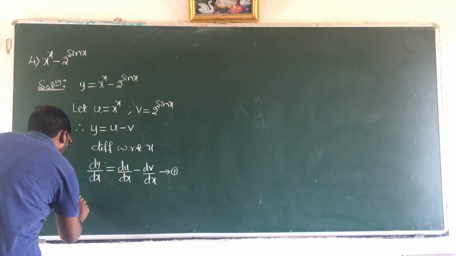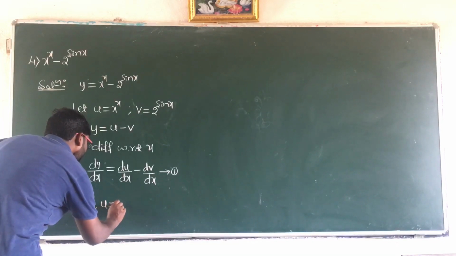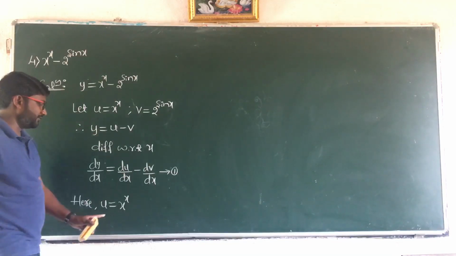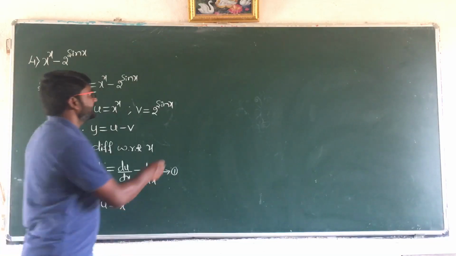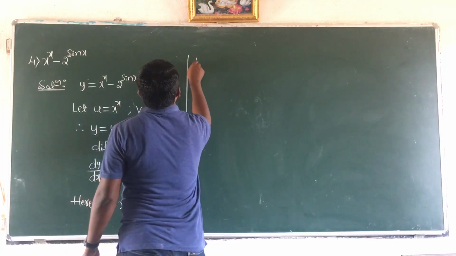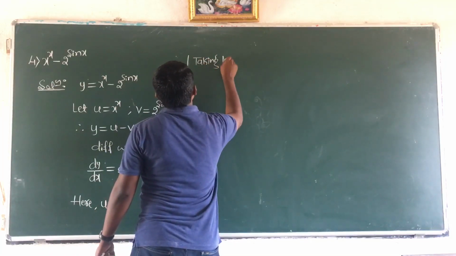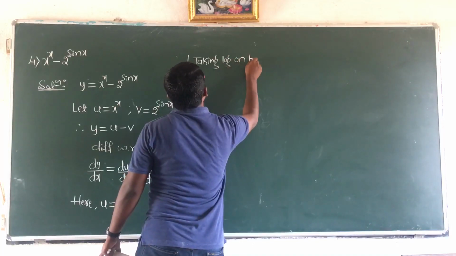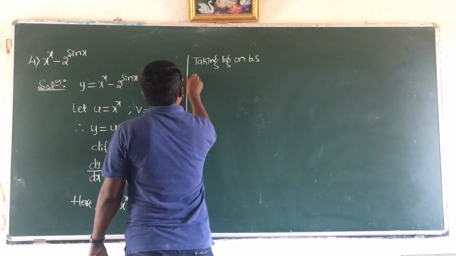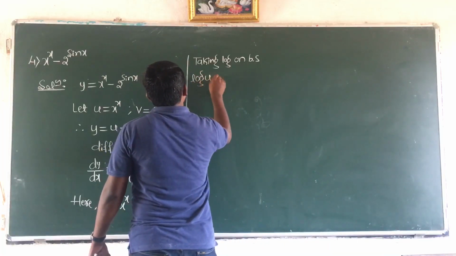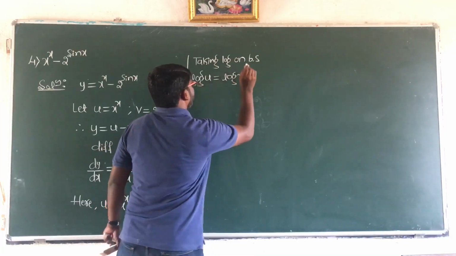Here u is equal to x to the power x. Now I have to take log on both the sides. Taking log on both sides, so what do we get now? Log u, which is equal to log x to the power x.